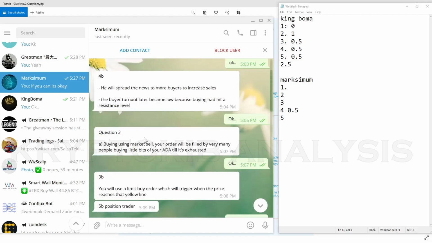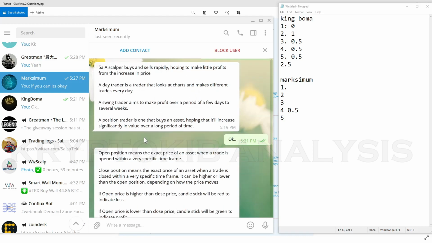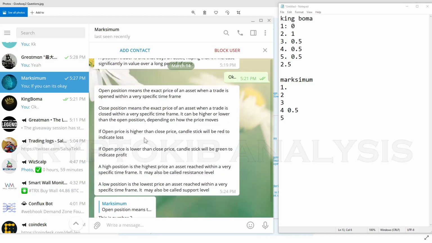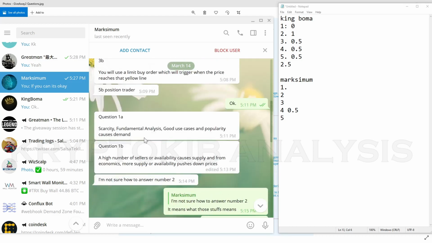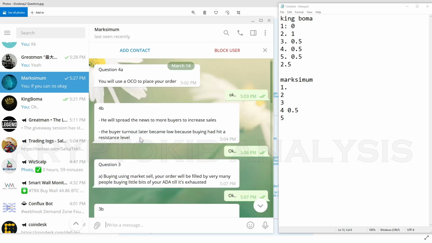I think he sent another answer. Let me see if he changed. No, he didn't change that. So the 4B is wrong. So he ends up with 0.5 in that number 4.